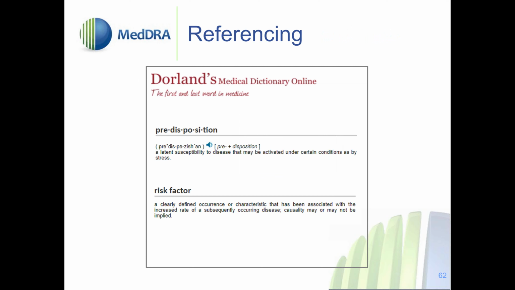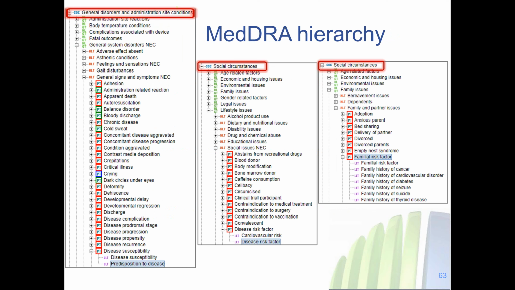And that explains why the risk factor, being broader, is in the social circumstances, whereas the predisposition is in the general disorders and administration site conditions. And this just summarizes that for you. You see here, disease susceptibility, disease risk factor is social circumstances, and so is familial risk factor. So that just shows you it there.